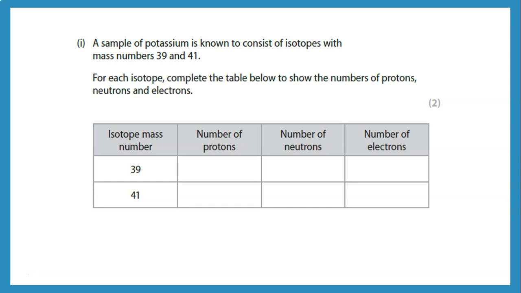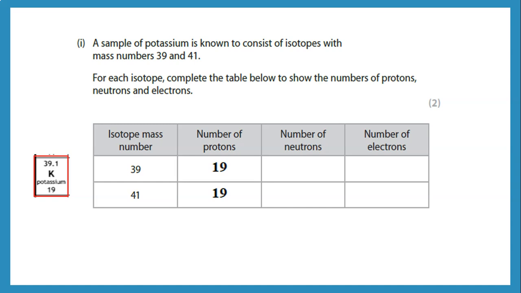First of all, if we want to get the number of protons, neutrons, electrons, the first thing we do is go back to the periodic table. We're talking about potassium. Then what do we need? We need the atomic number of potassium, and you should know that the atomic number is the smaller number. So potassium has atomic number 19. That means the number of protons is 19 in all isotopes. So both isotopes of potassium have 19 protons.